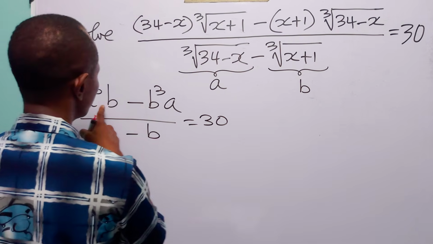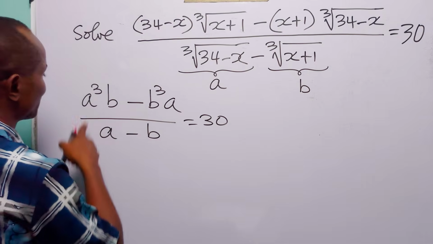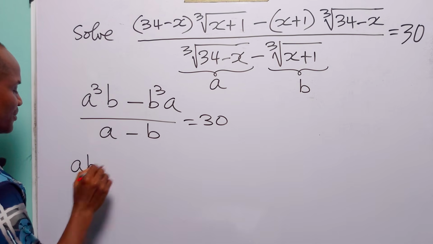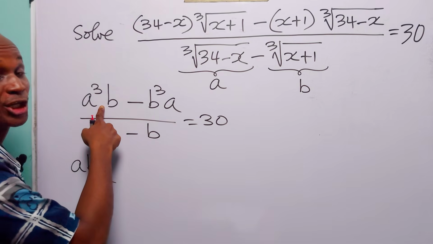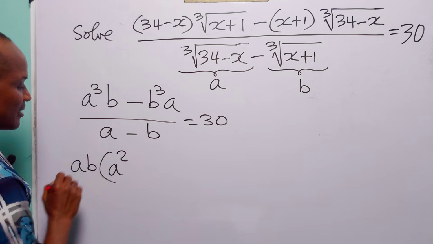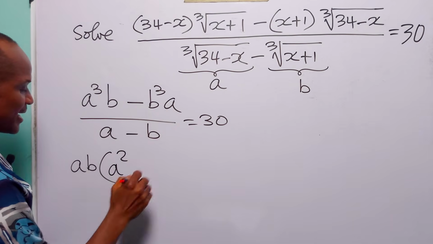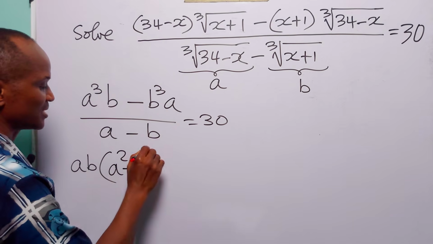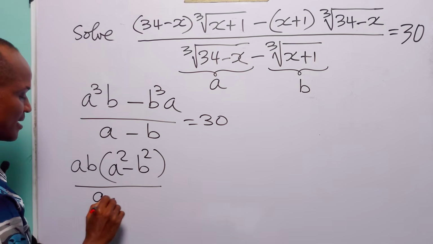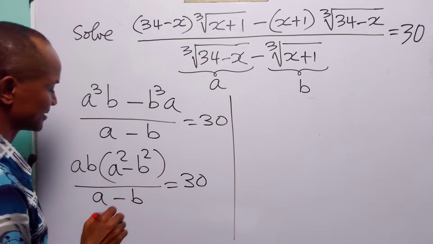Now, when you look at these two terms, you will see a common factor, which is a times b. So we can factorize this numerator. We have ab times a cube b divided by ab is a squared, and minus b cube a divided by ab is minus b squared. In the denominator, we still have a minus b, and this is still equal to 30.